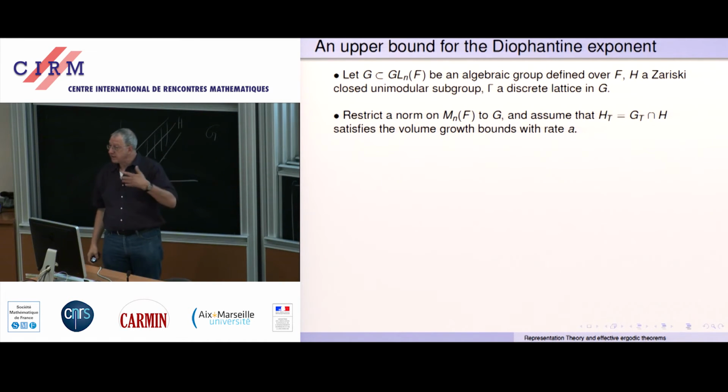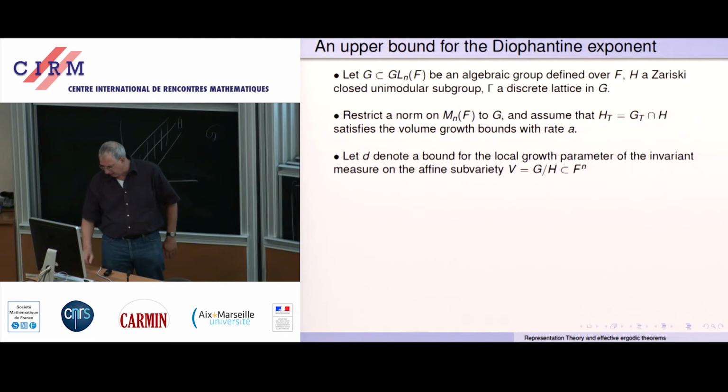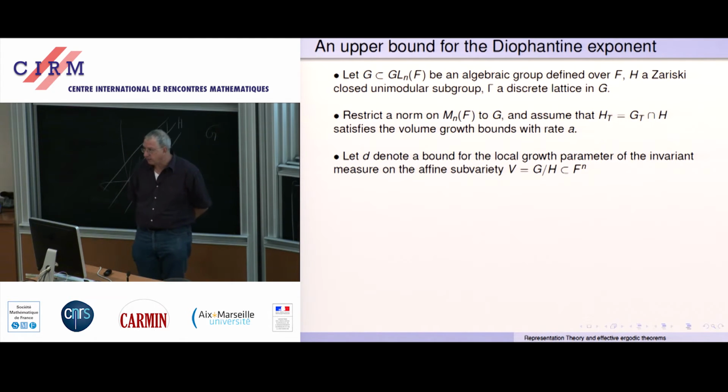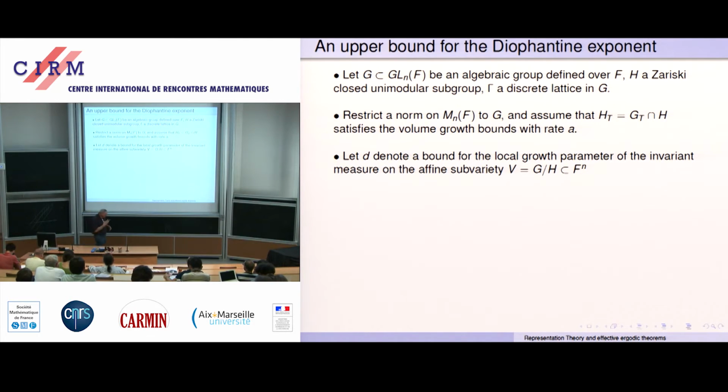And from everything we said about the solution of the lattice point counting problem, this is not a very stringent condition, and we know how to establish it. Okay, and finally, let D denote that bound that we had before for the local growth parameter of the invariant measure. So we have exactly the same parameters. We have the volume growth in H, T to the A, and we have the local growth parameter of measures on the homogeneous variety.